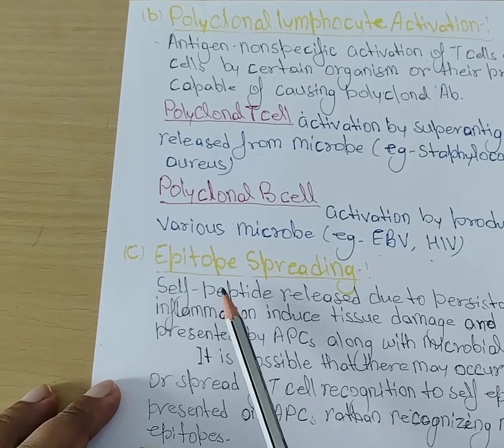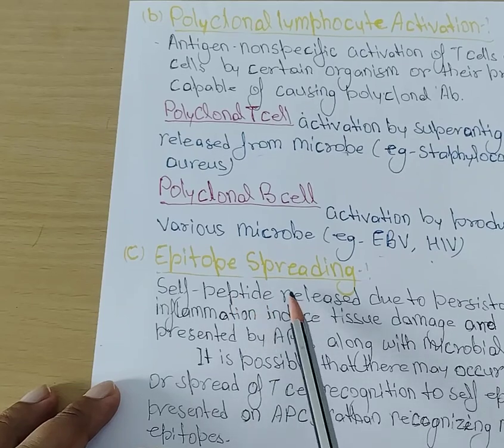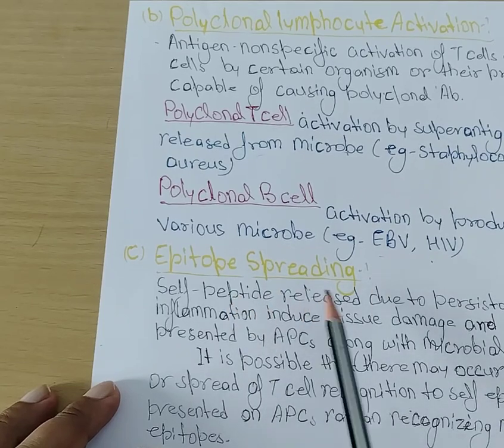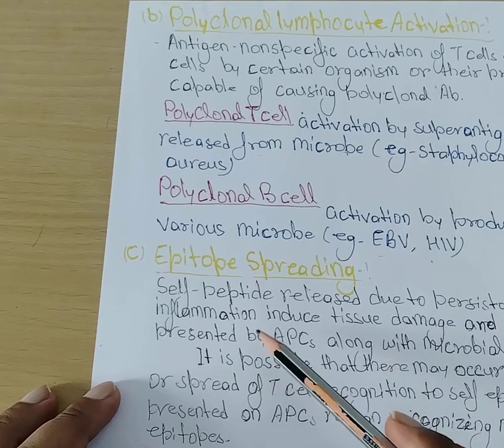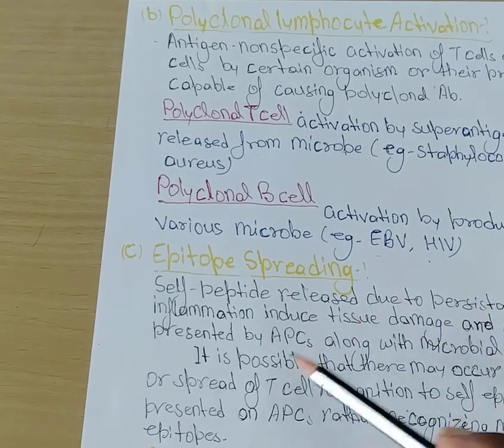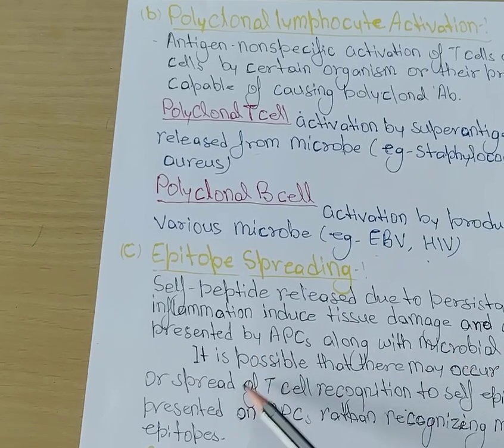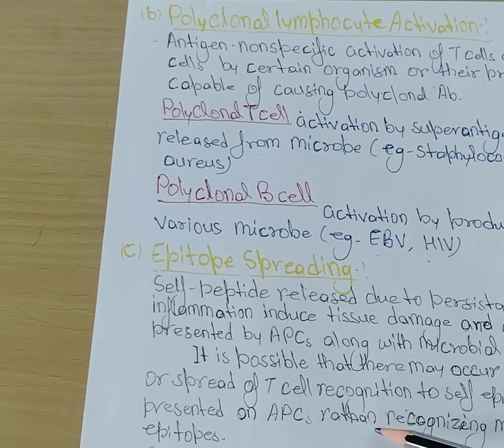The third mechanism of autoimmunity generation following infection is epitope spreading. In this condition, cell peptides are released due to persistent inflammation-induced tissue damage and are presented by the antigen presenting cell along with microbial peptides.